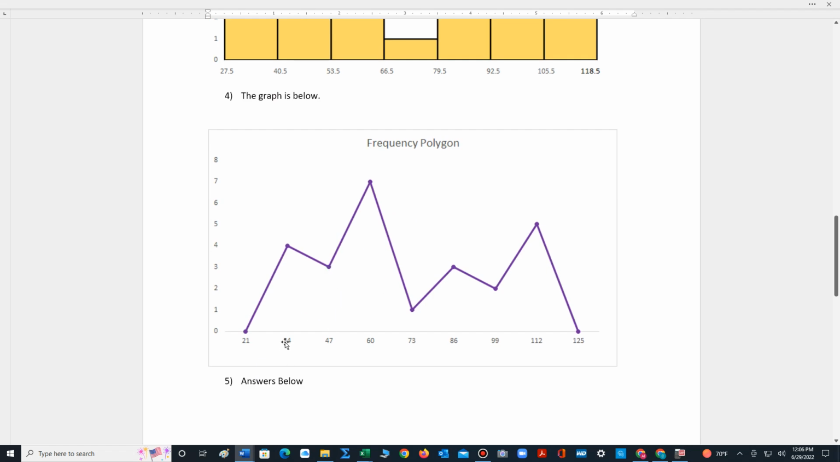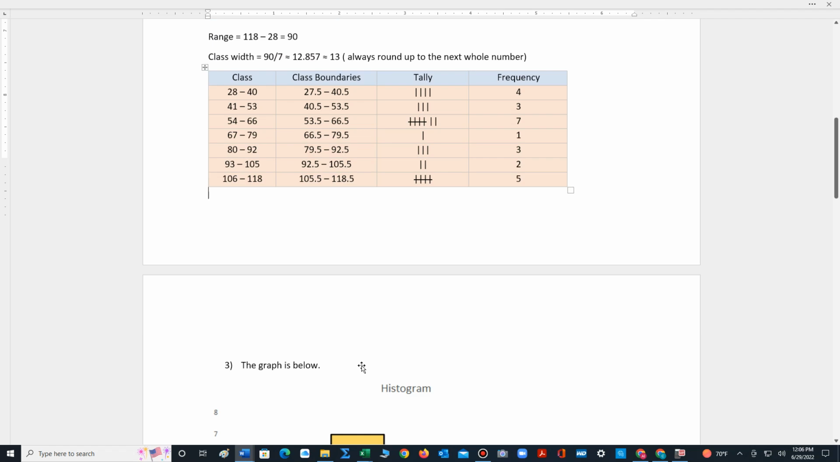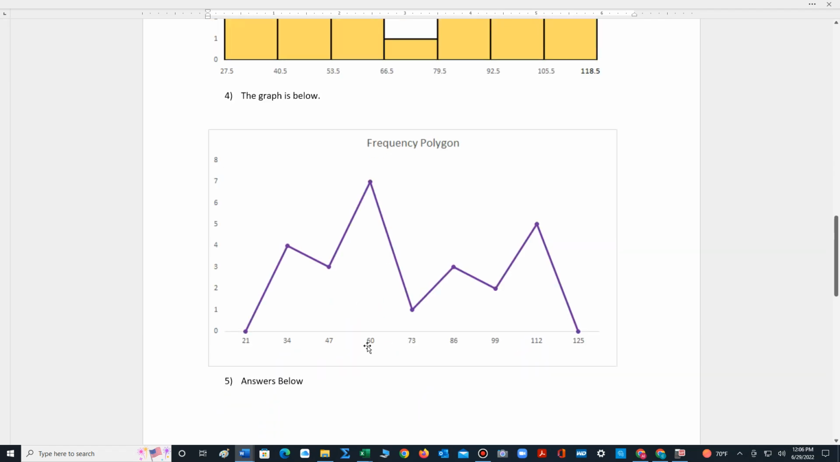Now it turns out that all the midpoints are also separated by the class width. And we found out that the class width is 13. So to find this next midpoint, just add 13 to 47. That's going to be 60. We go up 7 units. Add 13. 73, go up 1 unit. And just repeat that pattern. Once we plot all the points, we then connect them with straight lines.